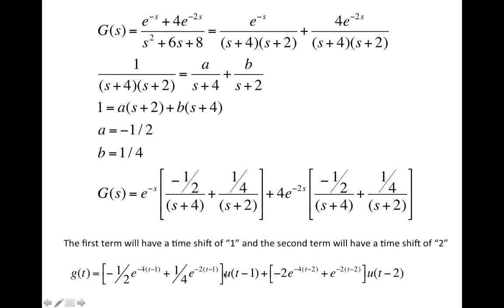So I know that sometimes it's easy to forget to write the step function down, but in this particular case, it's very important because it's important that you show that this particular part of the function has a shifted start time of 1 second, and this has a shifted start time of 2.